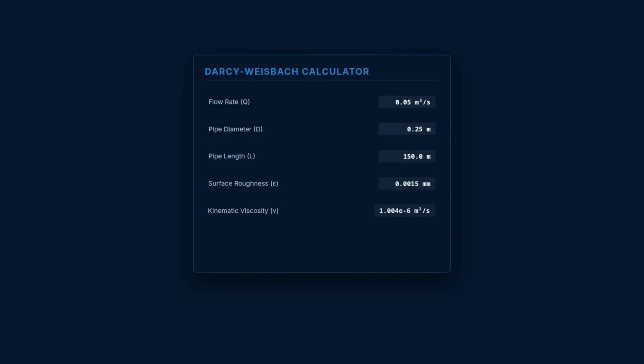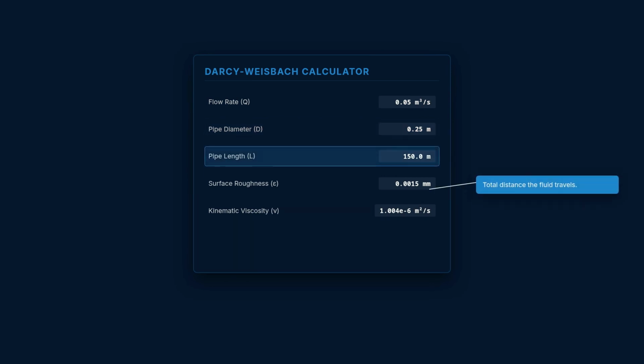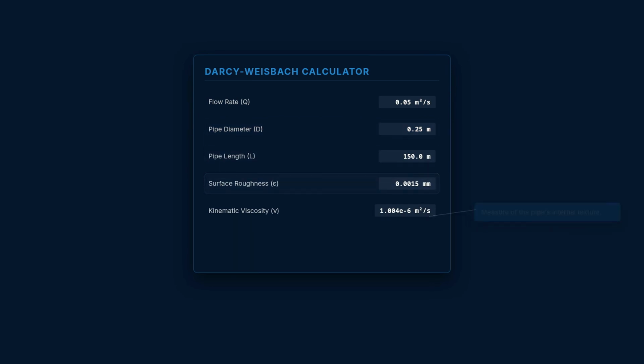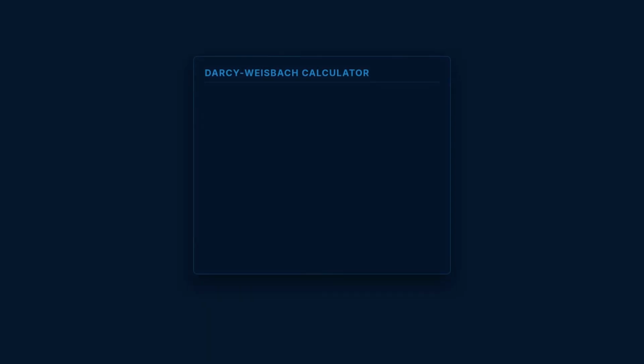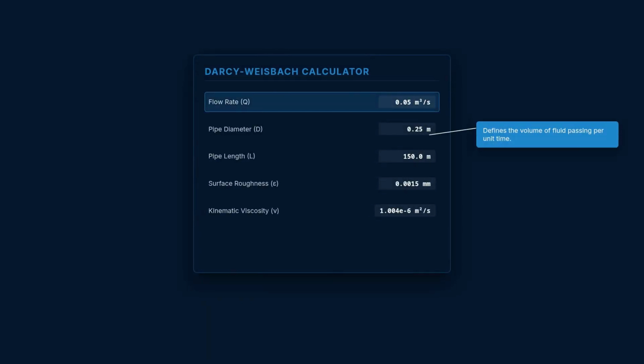This is the Darcy-Weisbach Friction Loss Calculator, which determines pressure losses in pipe flow systems. Let's walk through the input fields. First, we have flow rate Q, where you enter the volumetric flow rate. Next is pipe diameter D for the internal pipe diameter. Then, pipe length L for the total length of pipe.